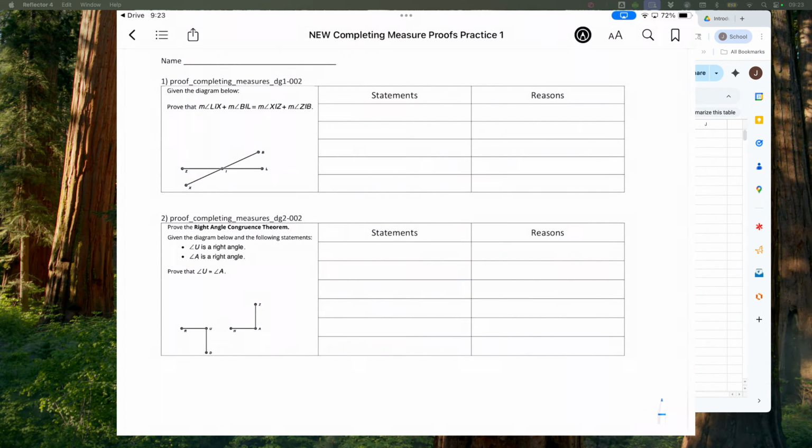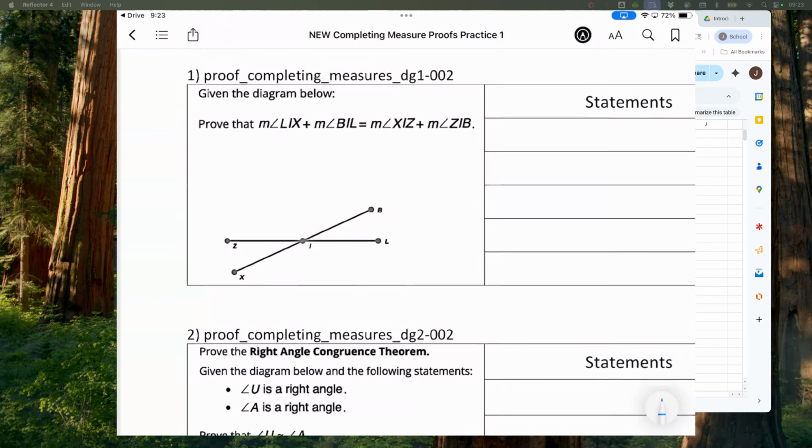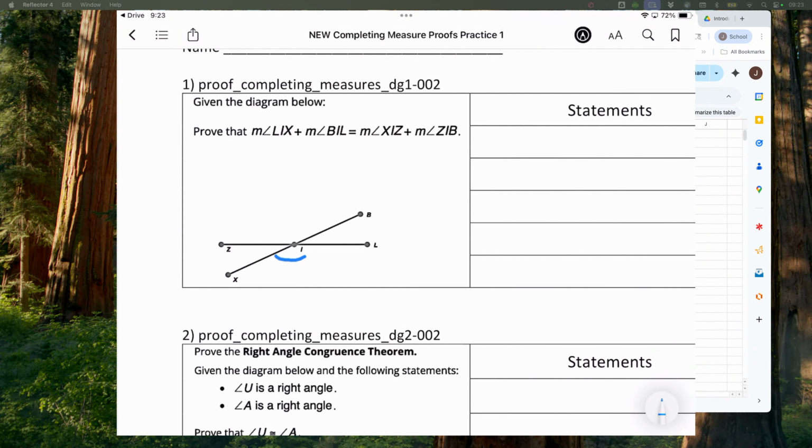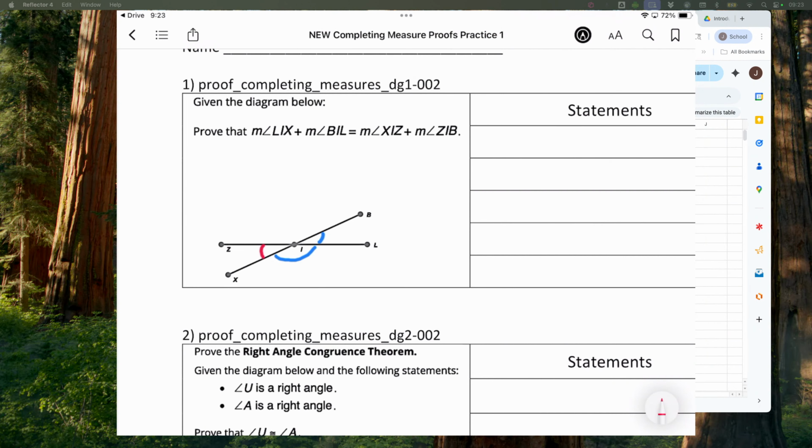Okay, so we are going to be filling in these proofs from scratch. Starting off, we've got the measure of LIX plus the measure of BIL, so these two blue ones, is equal to the measure of XIZ plus ZIB. We're asked to prove that the two blue ones added together are equal to the two red ones added together. We can see that that's true because they both form a straight line, so we know that they're both 180 degrees. We just need to go through the process of proving that.